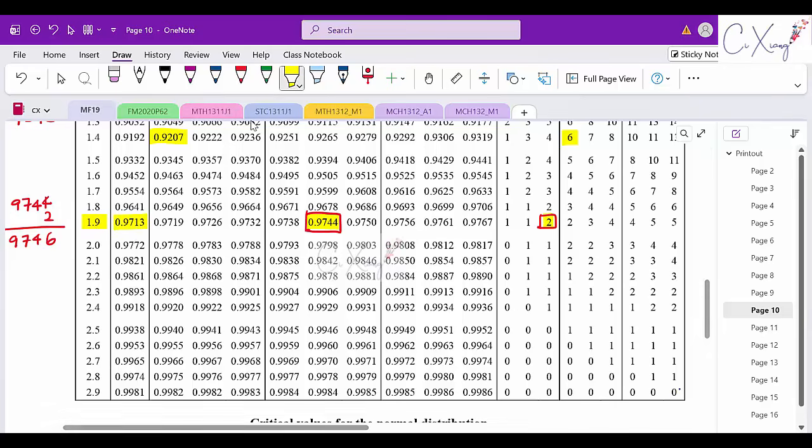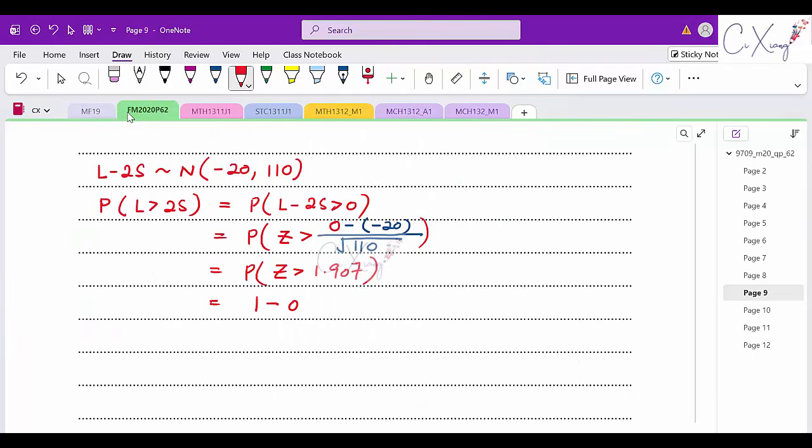1.90 is this one. Then 7 is 4. So you're having 9713 plus 4 here. Then this is what you get, 9717. Okay, so you have to take 1 minus 0.9717. Then by right, you'll be getting the answer 0.0283. Also already correct to 3 significant figures. Alright, so this is how we solve question number 6.